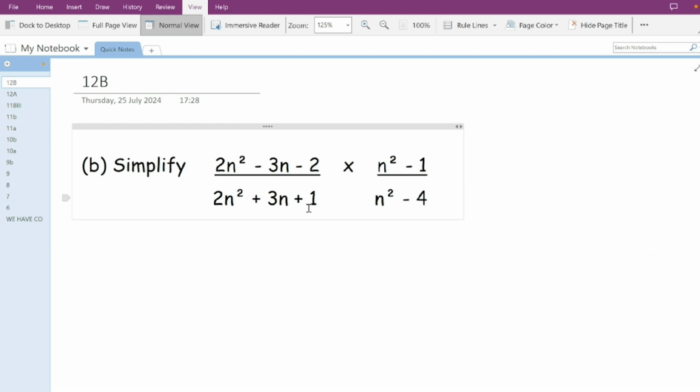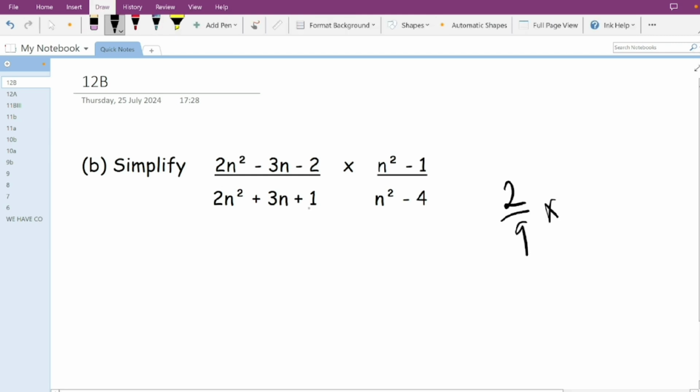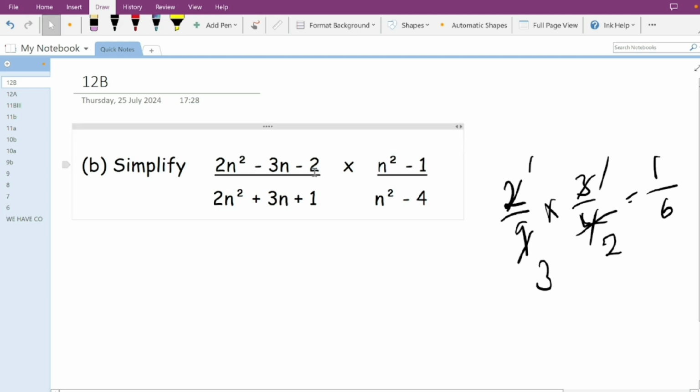It's like having 2 over 9 times 3 over 4. When you're cutting to the lowest term, 2 here becomes 1, 2 here becomes 2, 3 here becomes 1, 3 here becomes 3. So we have 1 times 1 is 1, then you have 3 times 2, that's 6. So that's just what you're going to do, cancel out. But you can't just cancel out. You have to first factorize before you cancel out.